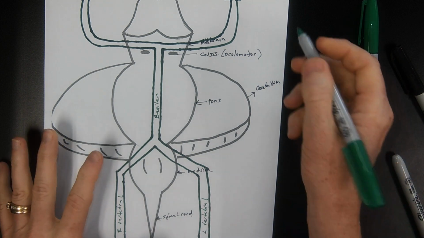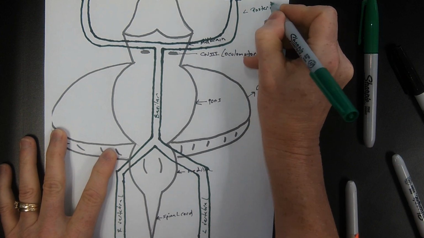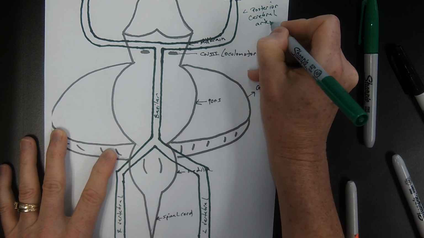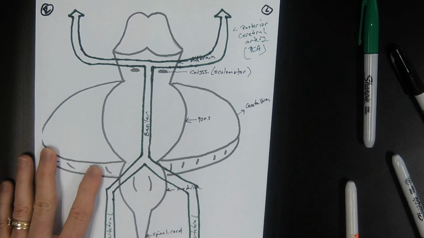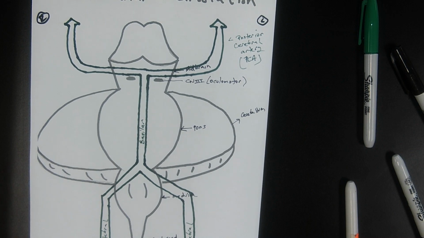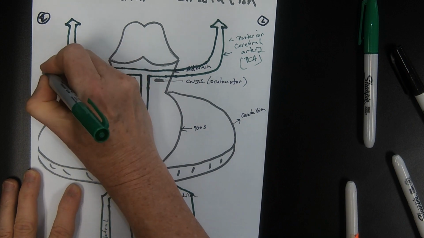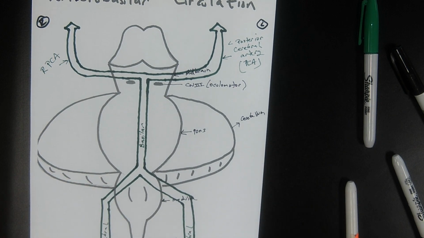It's called your posterior cerebral artery. This is the left posterior cerebral artery. And we'll abbreviate it PCA for short. Okay, so there's going to be your left PCA, and then there's also going to be your right PCA on the other side. And again, the majority of the function of the PCA is to simply supply the occipital lobe with blood.